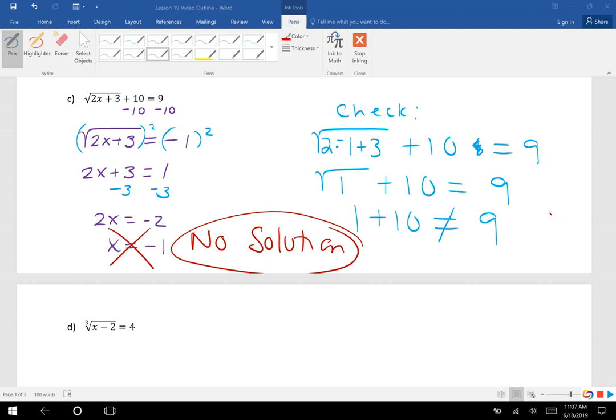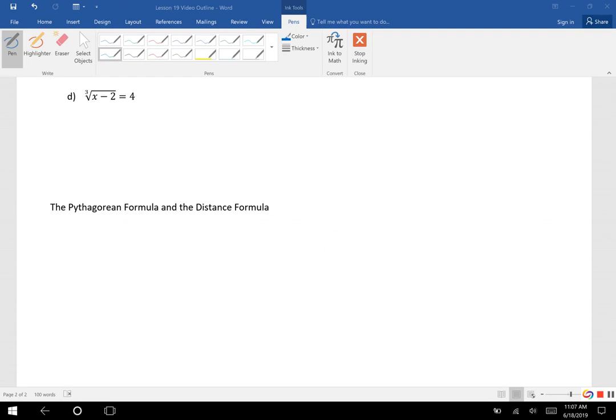Now we can use a similar process if we have a cube root or a fourth root. We want to make sure we isolate the radical. That's already done. To get rid of a cube root, you cube both sides. If it was a fourth root, you would take both sides to the fourth power, etc.